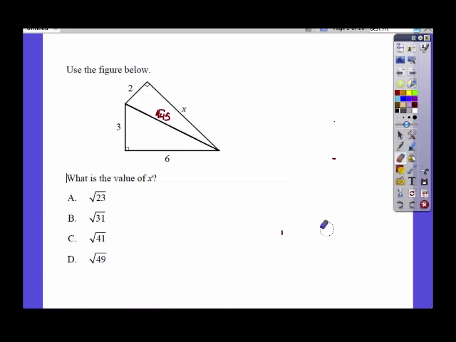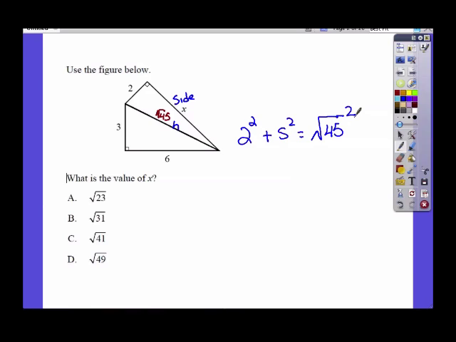So let's make a little room here on the board and set our equation up again. We have side squared plus side squared equals hypotenuse squared. We know that the two sides that make up the right angle are the side marked x and the side marked 2. Those are the legs. And the hypotenuse has a length of the square root of 45 units. So we're going to do side squared plus side squared equals hypotenuse squared. That gives us 2 squared plus x squared equals the square root of 45 squared.